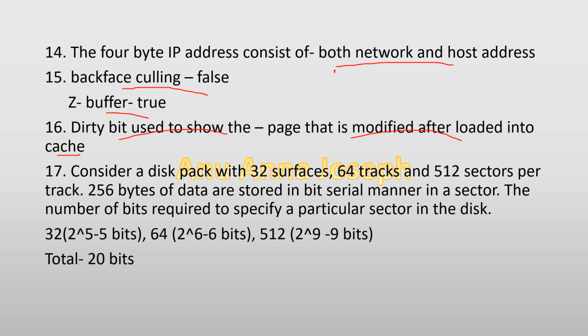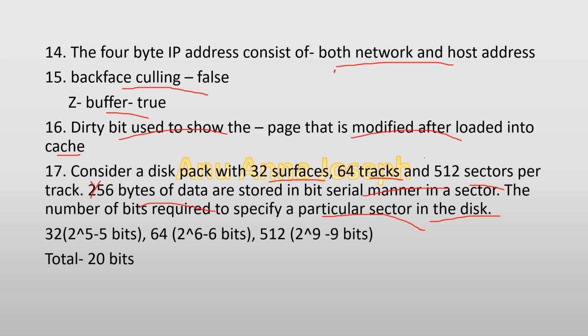Another question regarding disk addressing. A disk pack with 32 surfaces, 64 tracks and 512 sectors, and 256 bytes of data are stored in a bit serial manner. This statement is actually given just to confuse us. Okay. So it is asked like the number of bits required to specify a particular sector in the disk. So this data is not needed for that. Only we need the above data. That is how many surfaces, tracks and sectors.